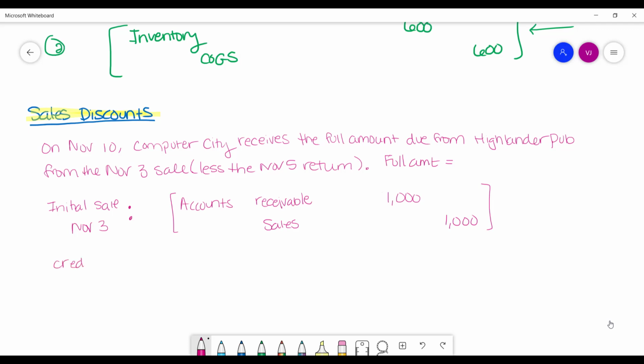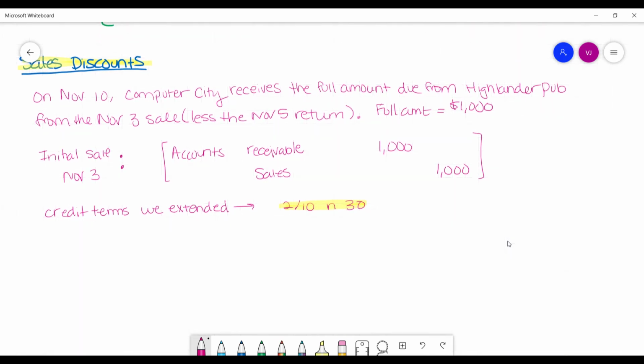But let's assume the credit terms we extended to our customer were 2/10, net 30. So let's assume there's credit terms extended here. The full amount that they have to pay us is $1,000, but we have to remember we extended credit terms to them. The sale that we made to them was on November 3rd, but now on November 10th, they're deciding to pay us. So from the 3rd to the 10th, that's only 7 days. That's within the 10-day discount period.